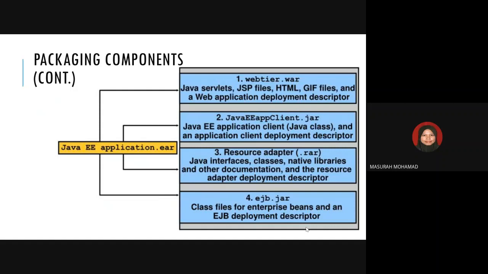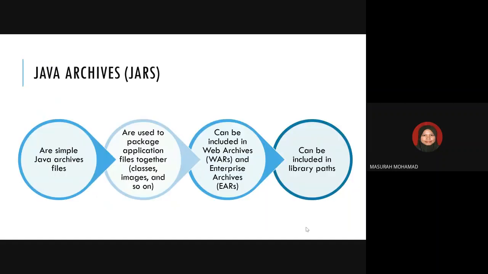Number three is the resource adapter .rar file, which consists of Java interfaces, classes, libraries, and other documentation, and the resource adapter deployment descriptor. And the last one, the ejb.jar file or package, consists of class files for enterprise beans and the EJB deployment descriptor. Let's look one by one at the JAR files.